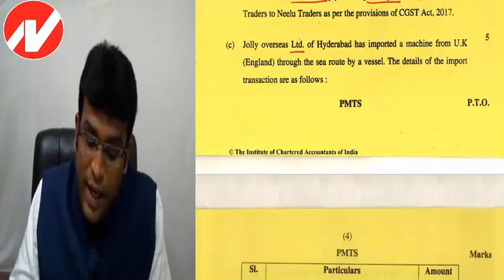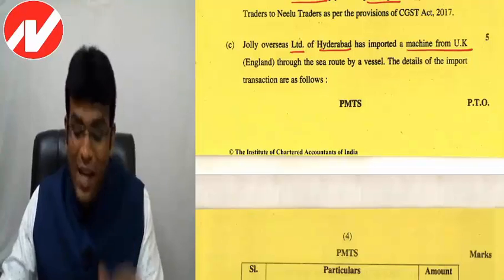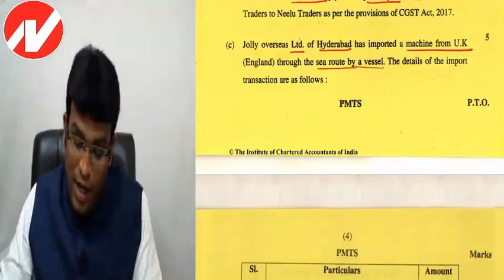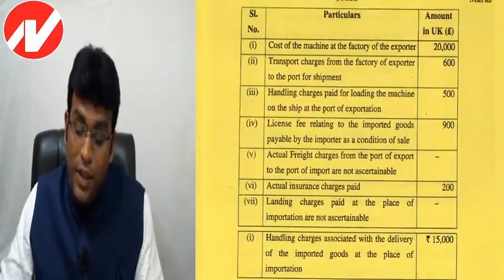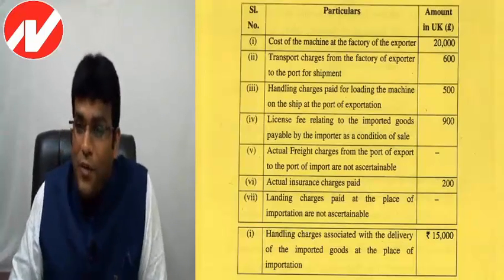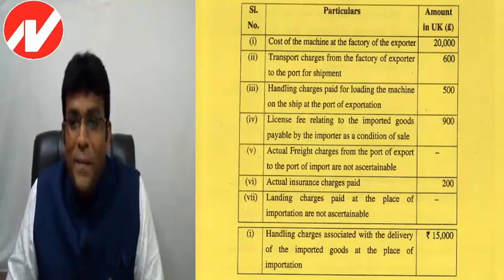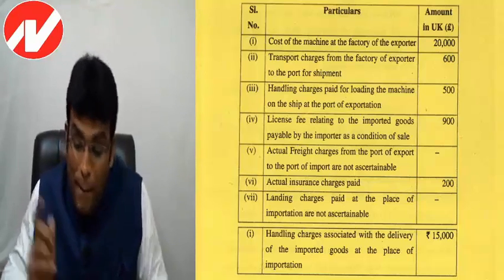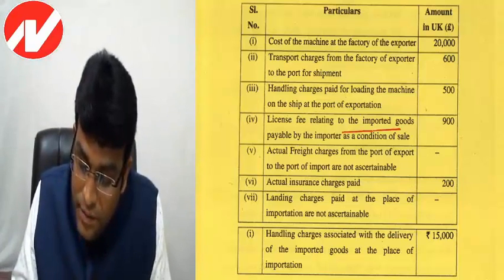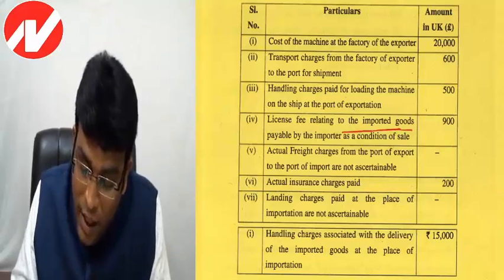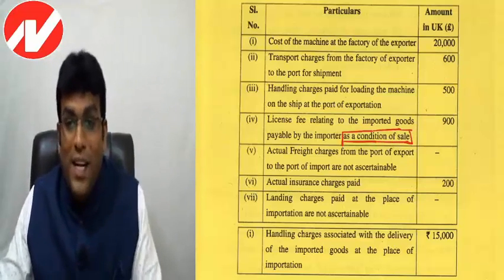Jolly Overseas Limited of Hyderabad has imported a machine from UK. Question is on customs through sea route by a vessel. Details are as follows. Cost of the machine at the factory of exporter 20,000 pounds. Transport charges from factory to port, we'll add that. Handling charges for loading machine in the ship, we'll add that. License fees, that also we'll add. Because they clearly told payable by importer as a condition of sale.